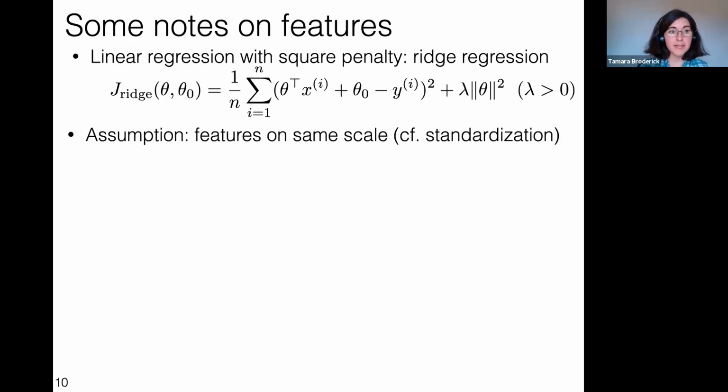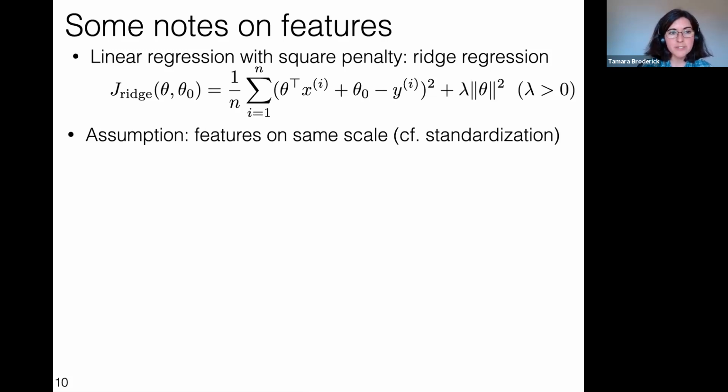Now, a big important point, and this is true for the last time we used a square penalty as well, for logistic regression, is that we are implicitly assuming that the features are on the same scale by using this penalty. If you use this penalty, you're saying that lambda times theta 1 squared is penalized just as much as lambda times theta 2 squared is penalized just as much as lambda times theta 3 squared.